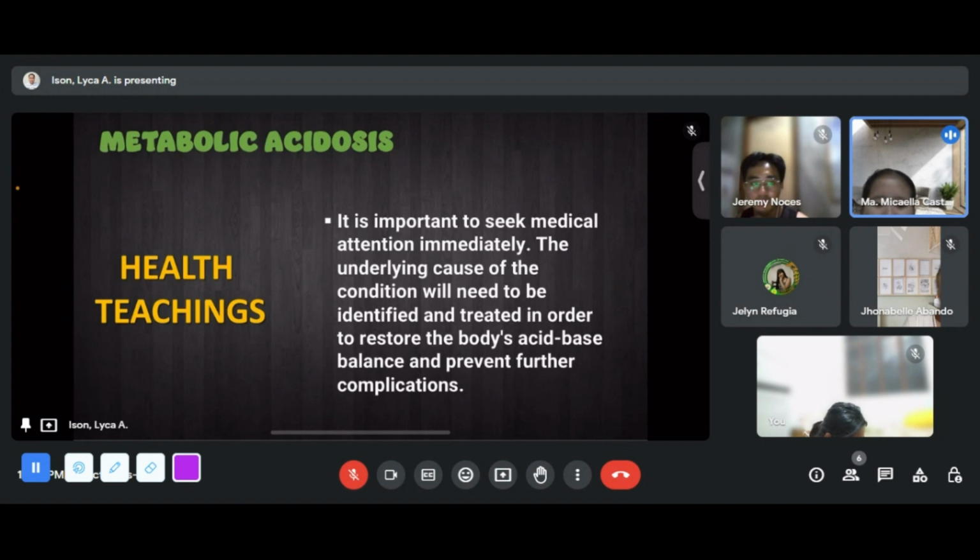So, health teaching. It is important to seek medical attention immediately. The underlying cause of the condition will need to be identified and treated in order to restore the body's acid-base balance to prevent further complications. So, kailangan agad nating magpa-check up kung may mga nararamdaman tayong sakit para hindi na ito lumala or mag-lead ng complication.